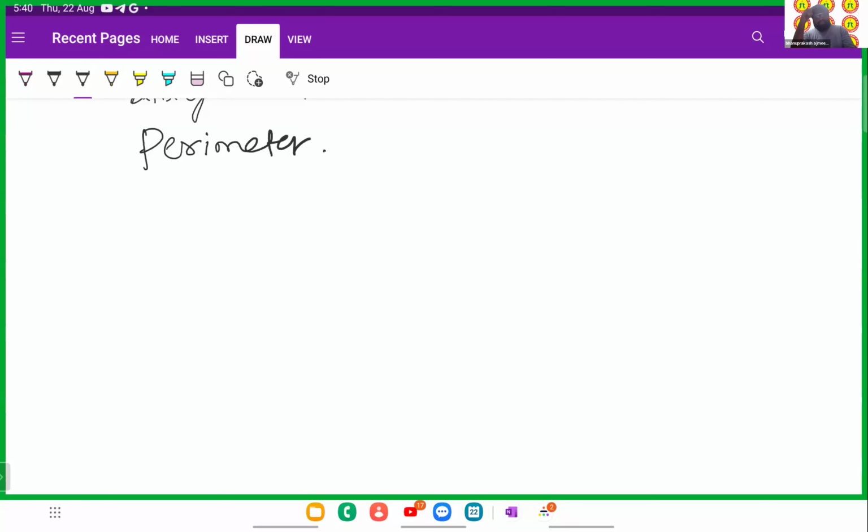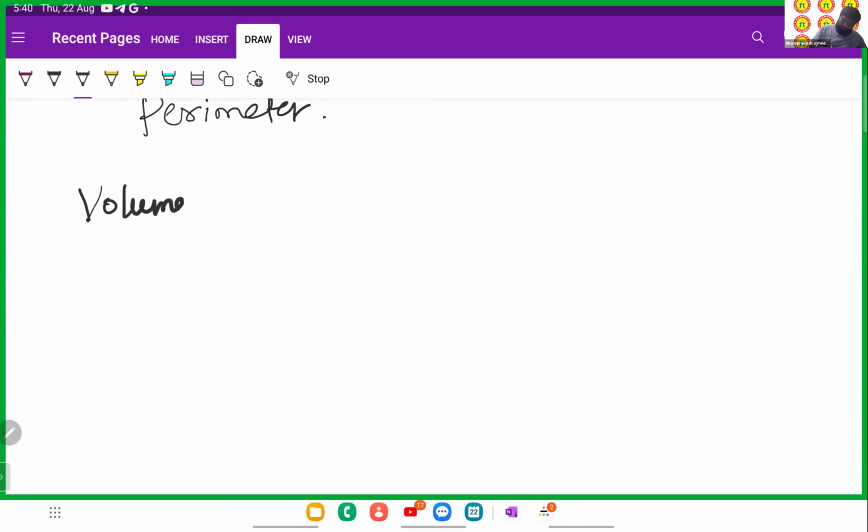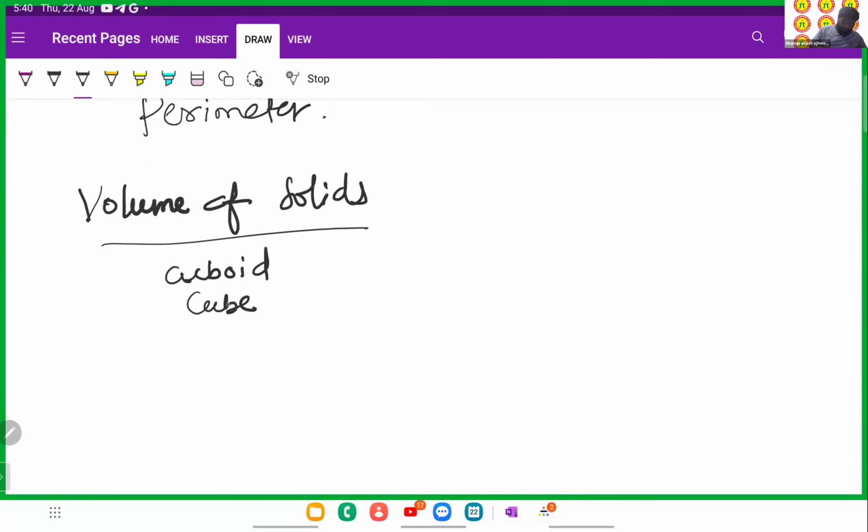For each and every solid we can't go for a random calculation. Only structurally manufactured solids we'll discuss. So first of all, write it down: volume of solids. Solids like cuboid, cube, cylinder.